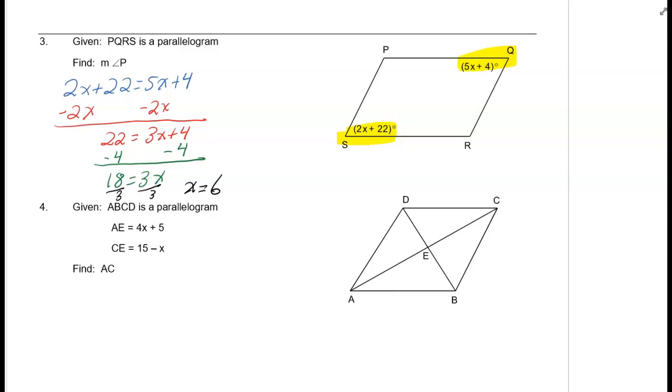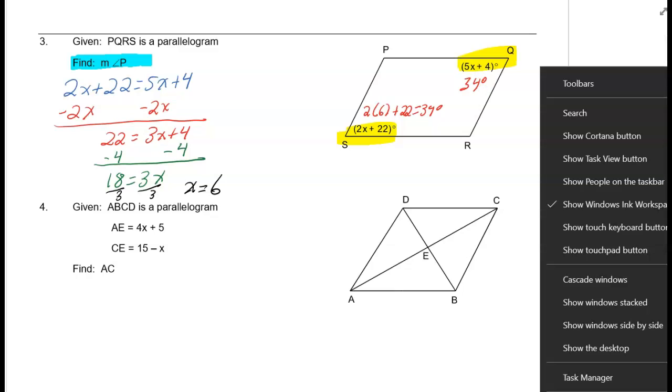At this point, we need to find angle P. So in order to find angle P that I just highlighted in blue, I'm going to take the value of x and plug it in for S. So 2 times 6 plus 22 is 34 degrees. Likewise, when I plug in 6 in for angle Q, I get 34 degrees. So I feel confident I did the problem correctly.